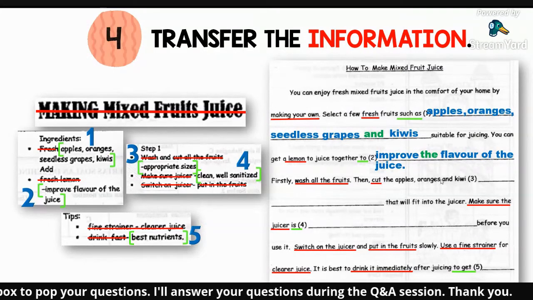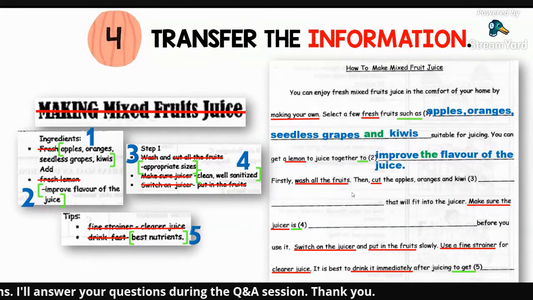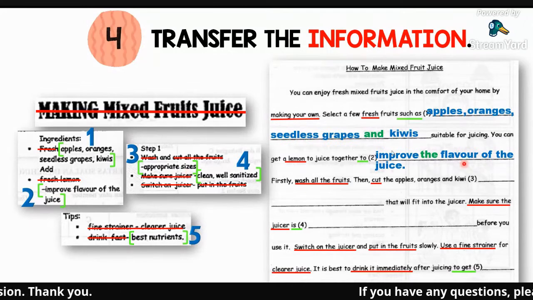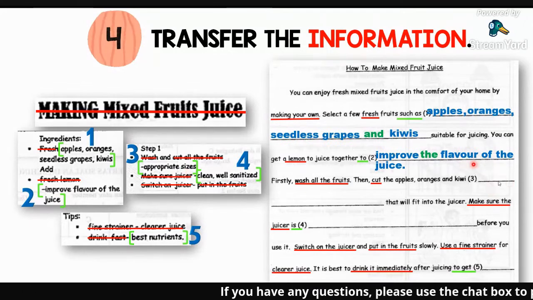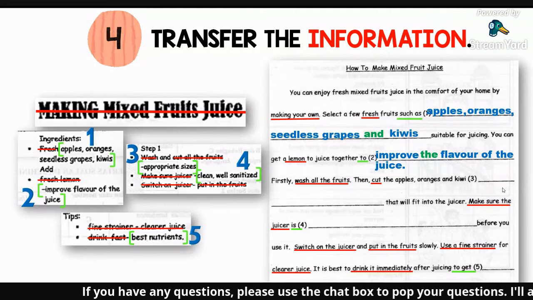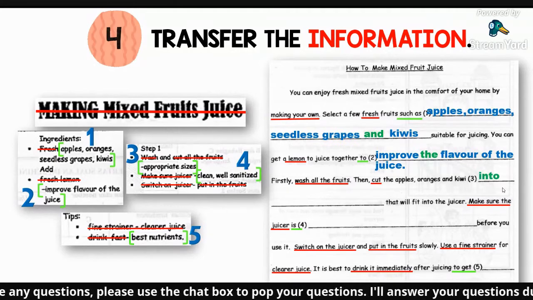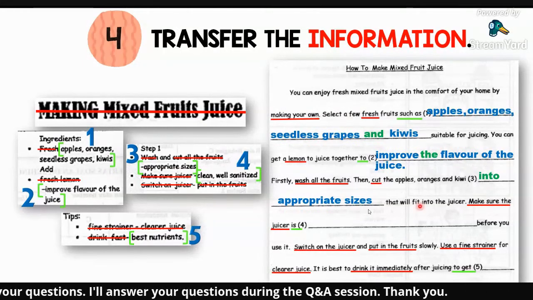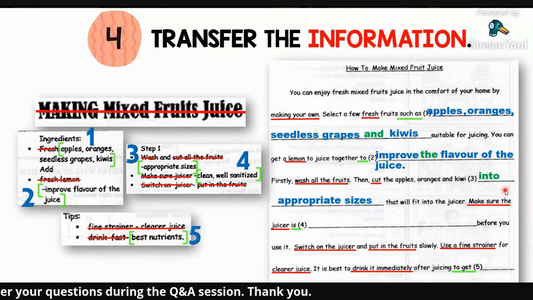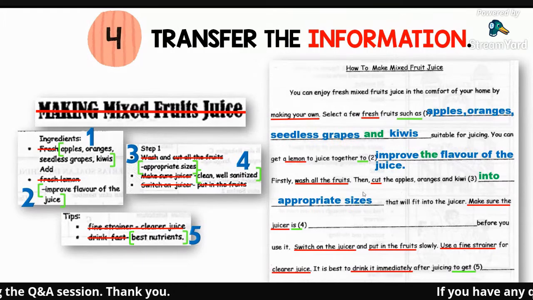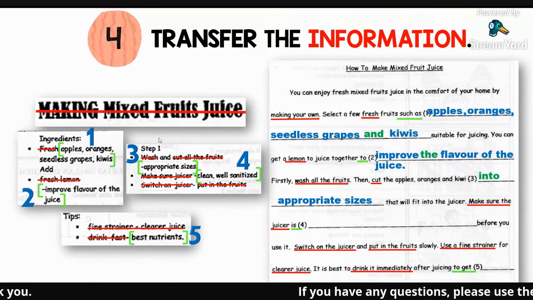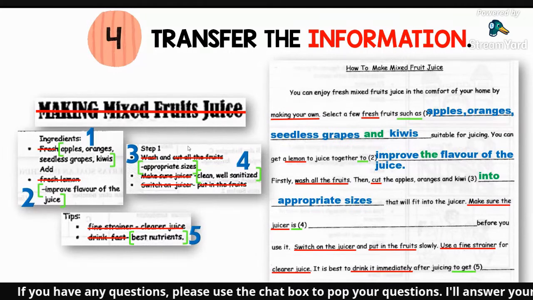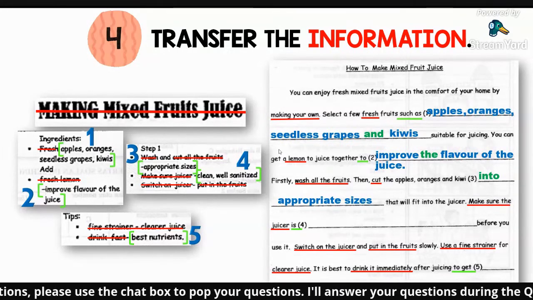Now for number 3. Cut the apples, oranges, and kiwi. Okay, we have the word appropriate sizes. So what preposition are you going to use? Yes, into. Into appropriate sizes. Simple, right? See, you know why it is simple? Because you actually have gone through step 1, 2, and 3. So putting in your answer, transferring your answer now is actually very simple.